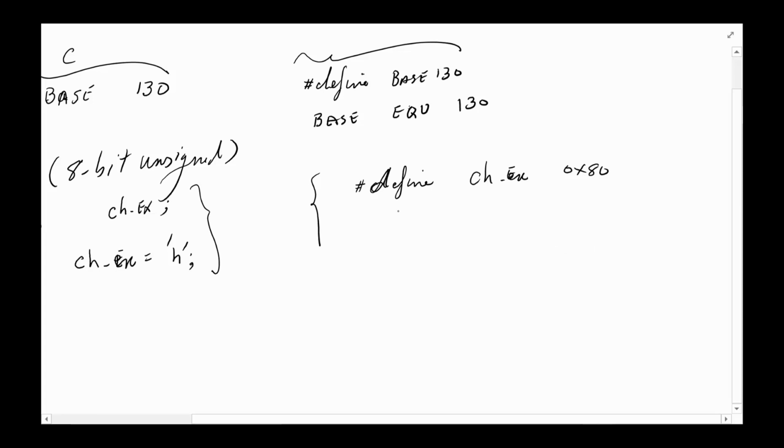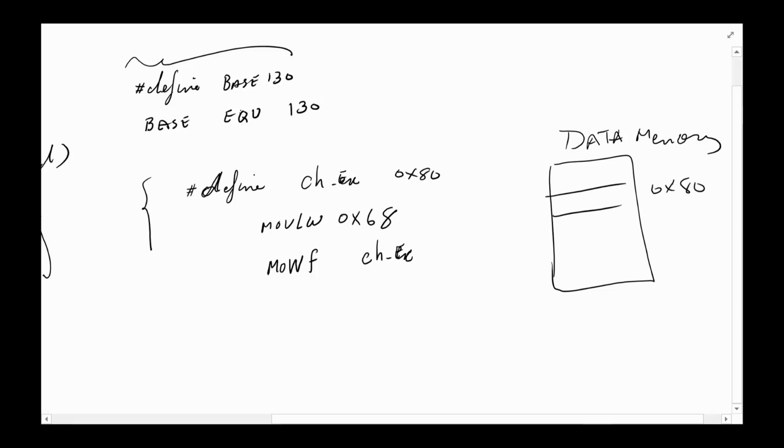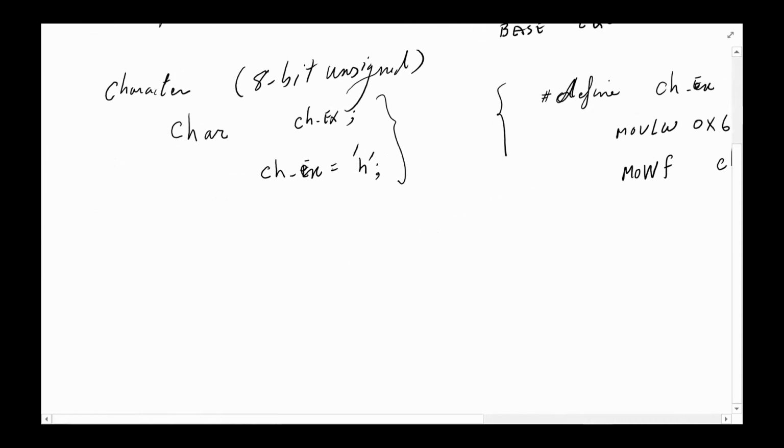So what I'm doing in assembly, I'm doing that define, then I'm doing a move LW 0x68, and I'm just moving that 68 into the location CHEX, which the way we defined it is basically 80. So what happened when this code runs in the data memory? Look, if this is the data memory, the location 80 now has a 68 hex in it, and that's all that happened. So that is a character.